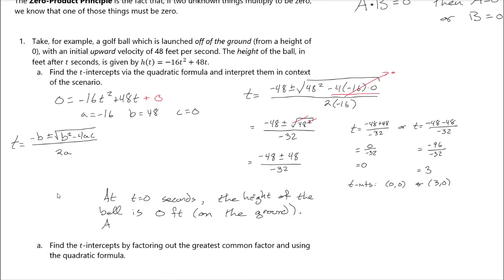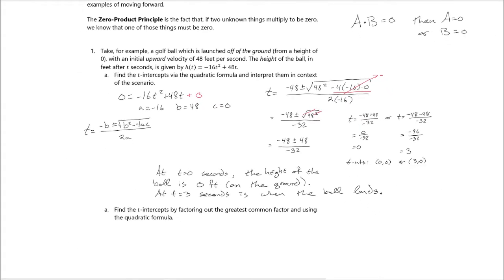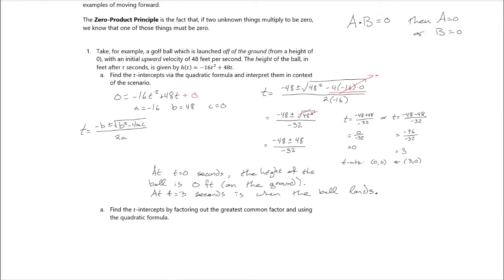And then at t equals 3 seconds is when the ball lands, right? Its height is 0 again, 3 seconds into its flight. So we hit the ball and 1, 2, 3 seconds later it's hit the ground. That's why we would want to find a t-intercept in a case like this: how long is the ball in the air? What's the flight time for this projectile, this golf ball that we're smacking into the air?